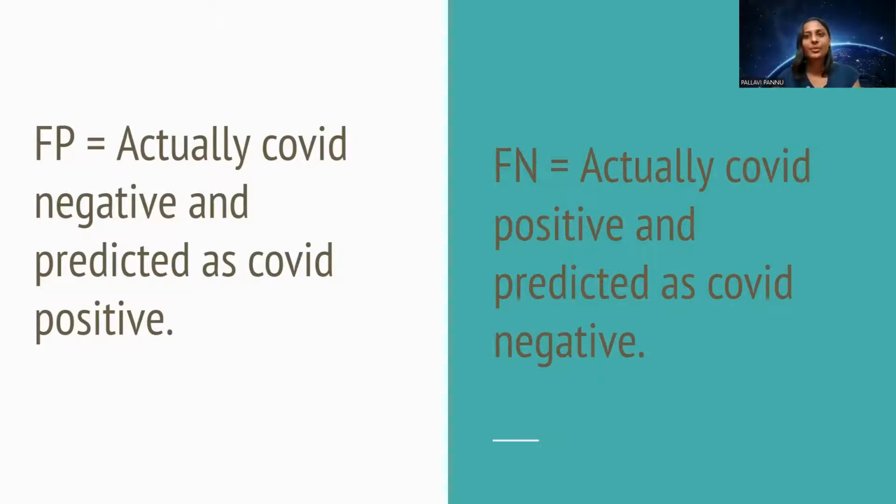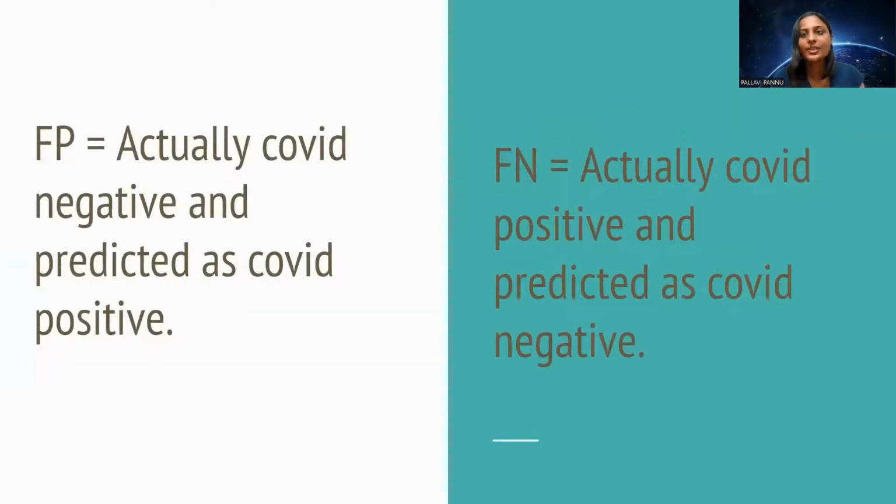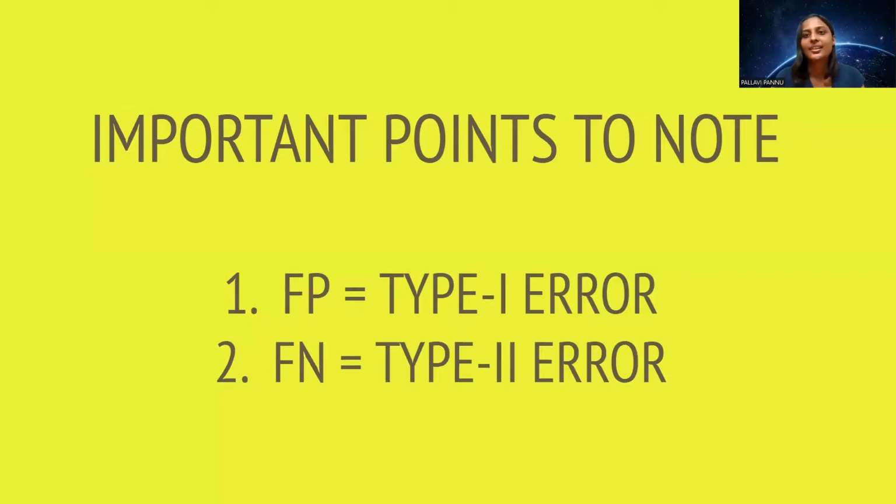So this was about the real world example. Yes, these metrics play a significant role in the real world. So true positive and this confusion matrix. I hope all the terms are clear with the help of this example finally. So next are important points to note.